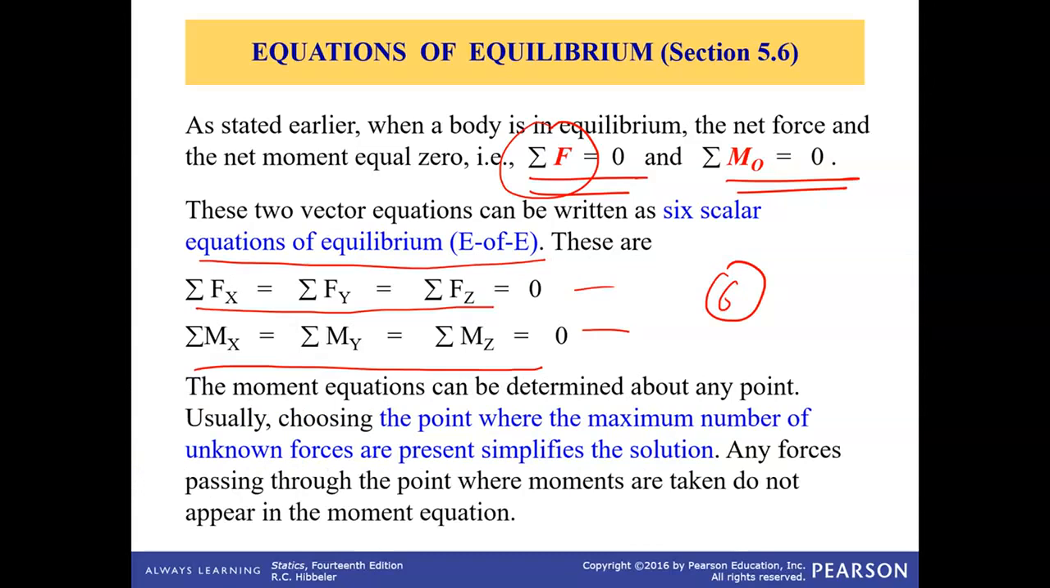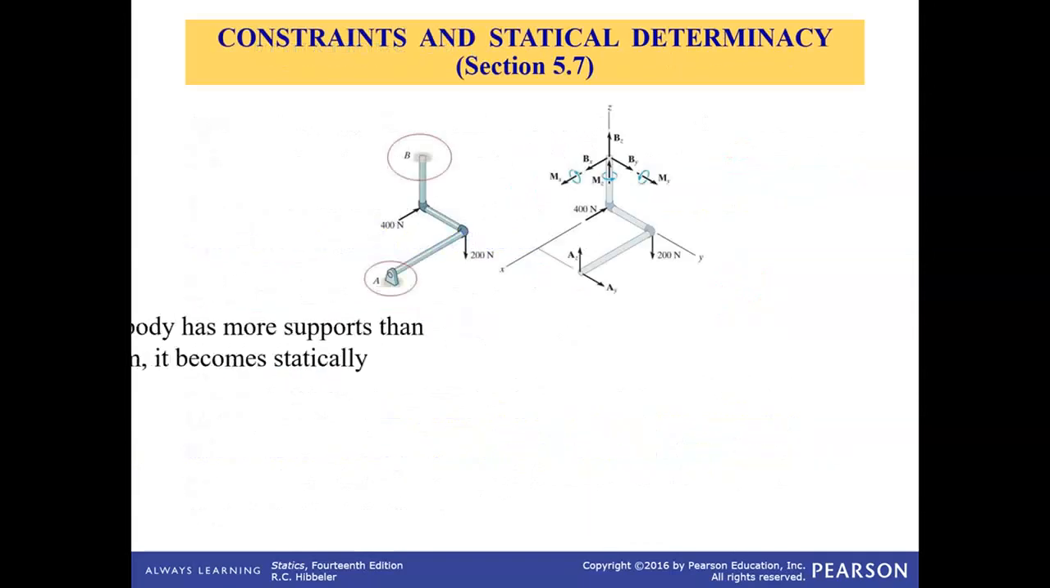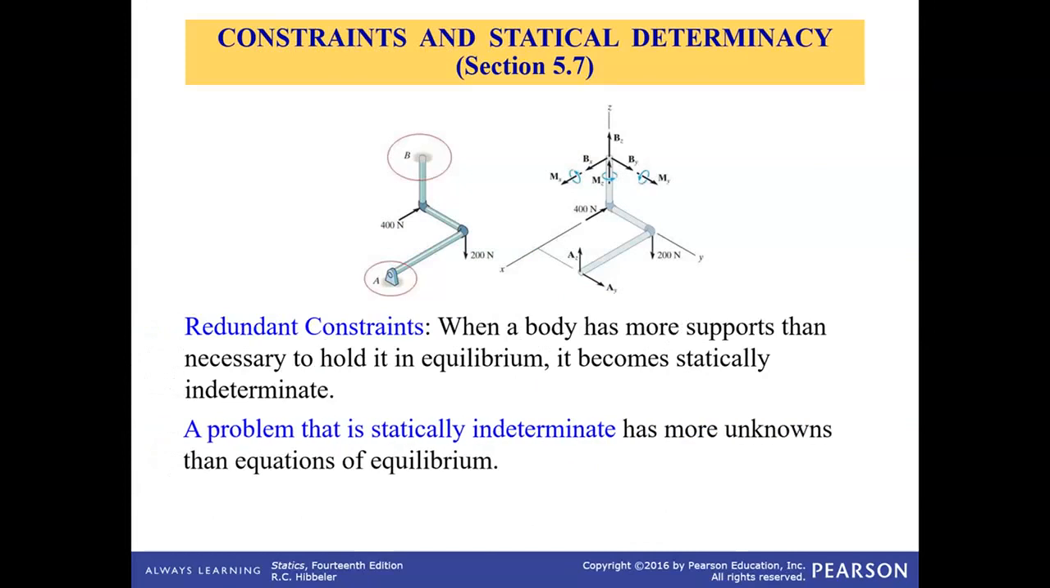That means we can solve up to 6 unknowns. If we have more than 6 unknowns, we cannot solve that. It's called a statically indeterminate situation. Sometimes there are redundant constraints. Redundant means when a body has more supports than necessary to hold it in equilibrium. It's called statically indeterminate because there are more unknowns than equations.